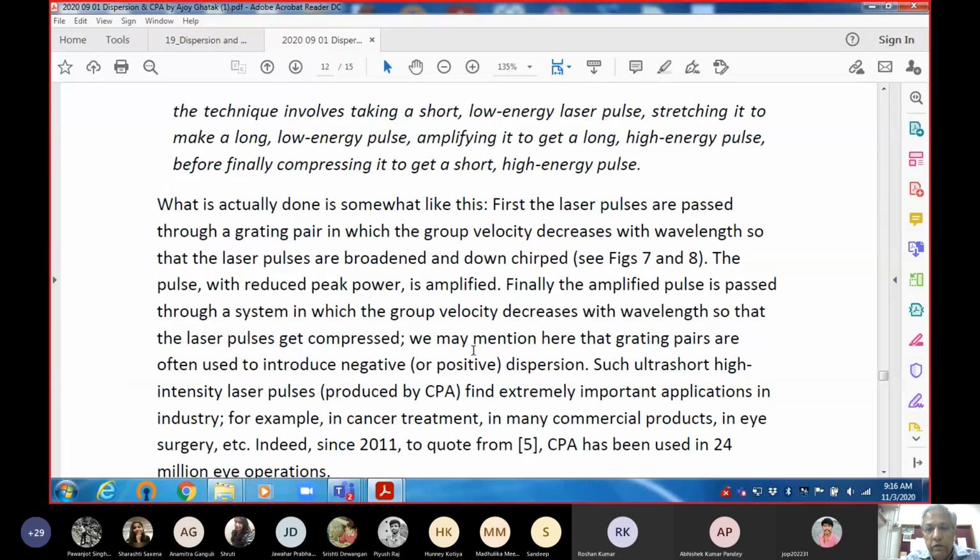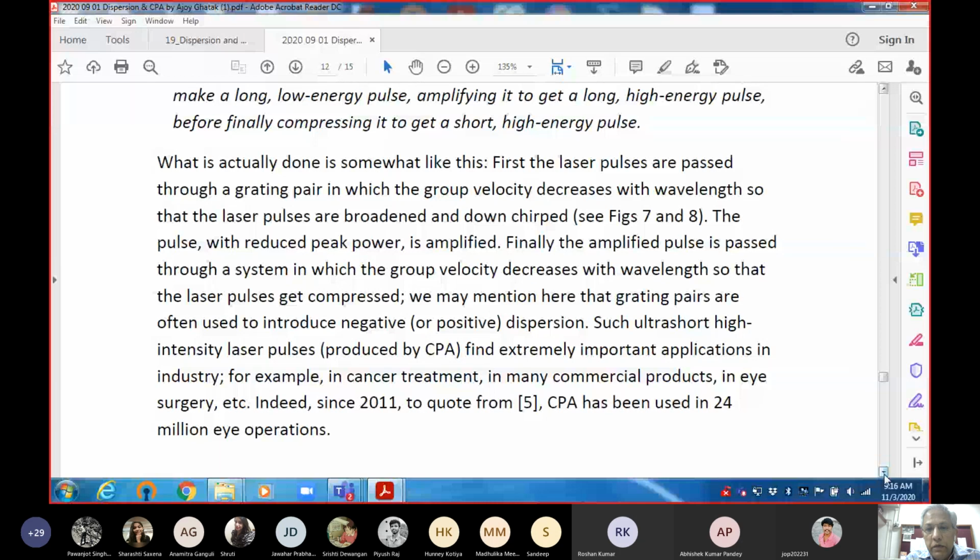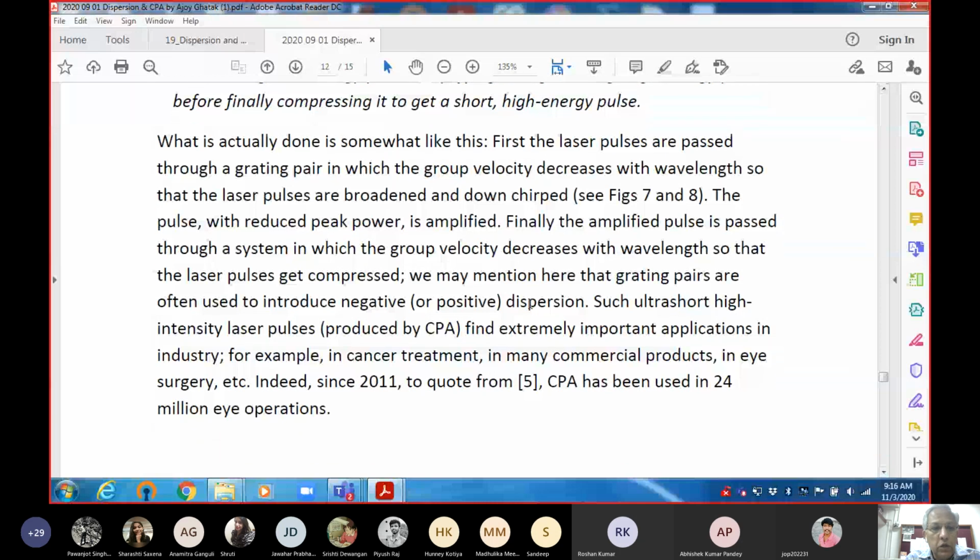So as a result, we will get a very intense short duration pulse, and this has extremely important applications. Such ultra short high intensity laser pulses, and this phenomenon is known as chirped pulse amplification.